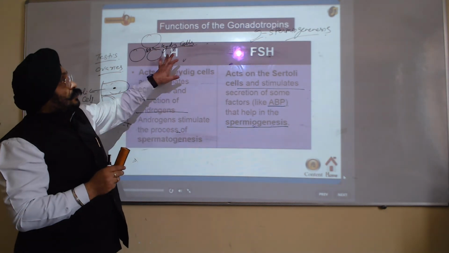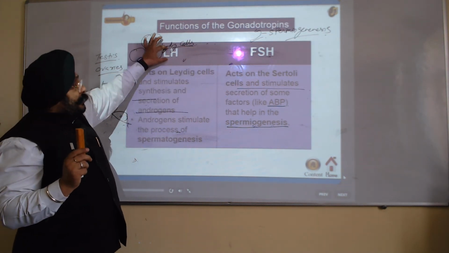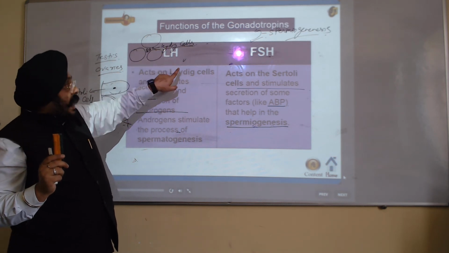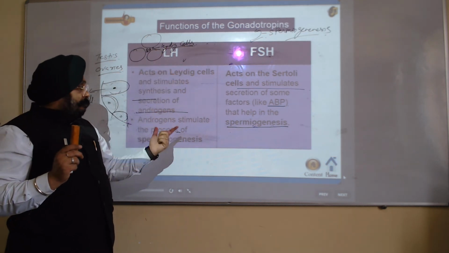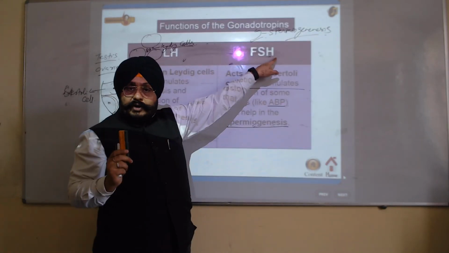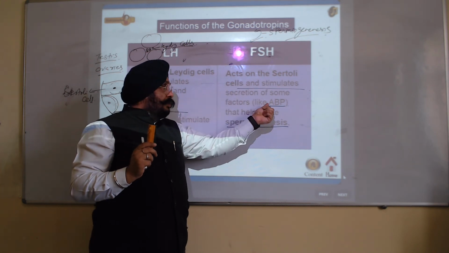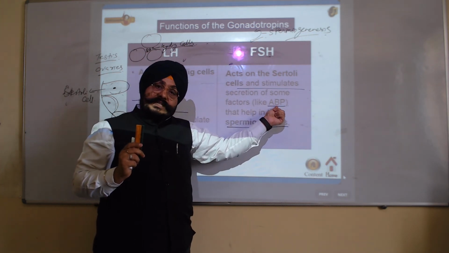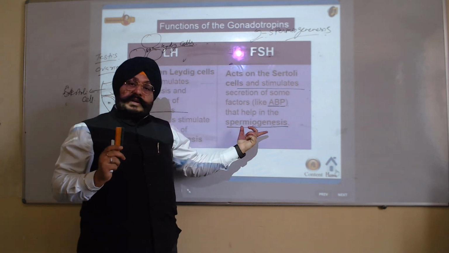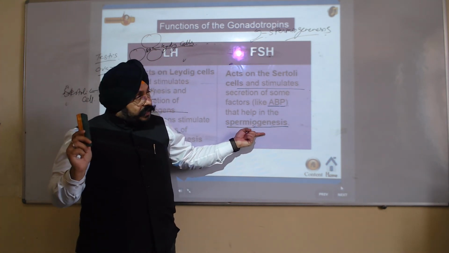Now these are the two very important hormones which play an important role. I repeat again, luteinizing hormone acts on Leydig cells, and begins which process? Spermatogenesis. Follicle stimulating hormone acts on Sertoli cells. They produce a substance known as androgen binding protein, and it starts the process of spermiogenesis.